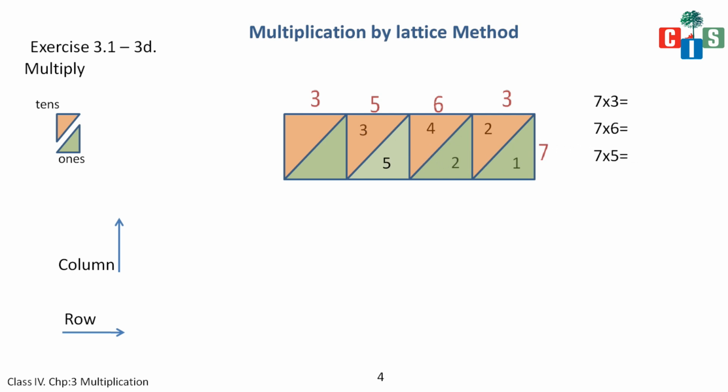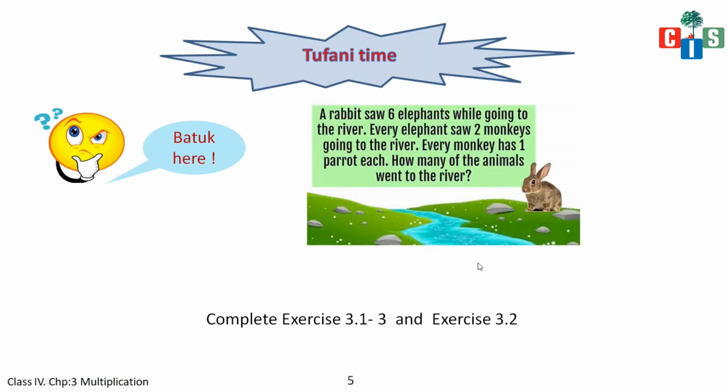And 7 threes are 21, so 1 is in the ones place. Green is ones, no? And the orange is tens. Fine. Now we will do addition. See, 1 plus nothing is 1. 2 plus 2 is 4. 4 plus 5 is 9. 3 plus 1 is 4, and 2. So my answer is 3563 multiplied by 7 is 24,941.